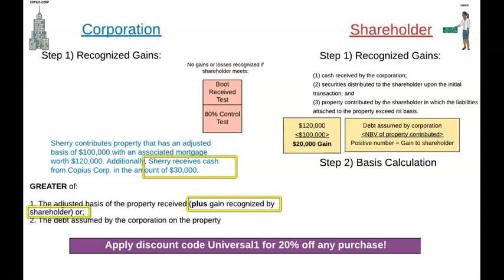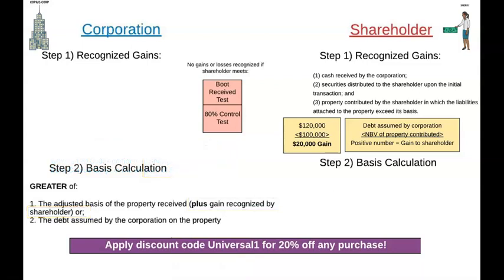We are not recognizing gain if we meet boot received, or the 80% control test. Okay, so here we received boot, so we need to recognize gain. And how is that going to affect the shareholder? It's a gain. So we are going back to our C Corp calculation of basis of property received. We've got the greater of the adjusted basis plus any recognized gain by the shareholder. So it's $100,000 now plus $30,000 gain that has been recognized, which is now going to be $130,000. And this is now greater than the debt received, which is $120,000. So the answer in this situation is $130,000.